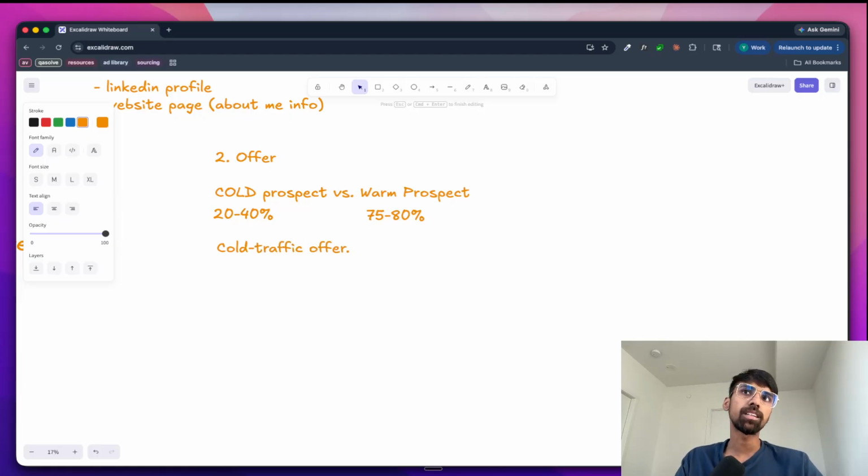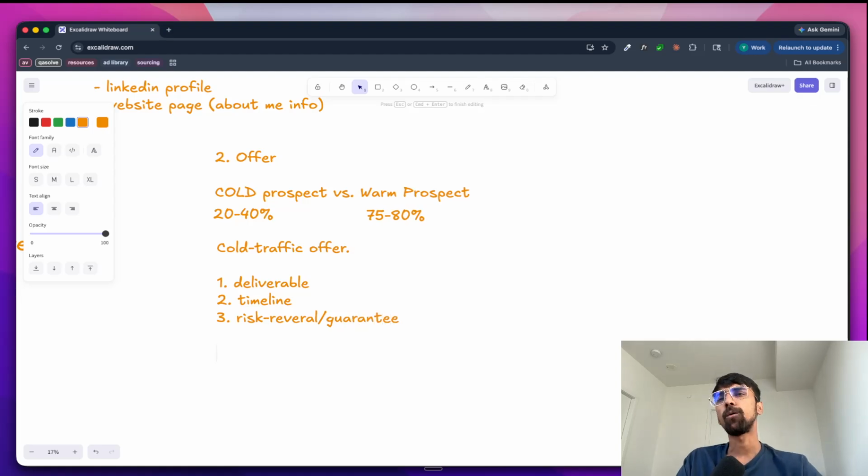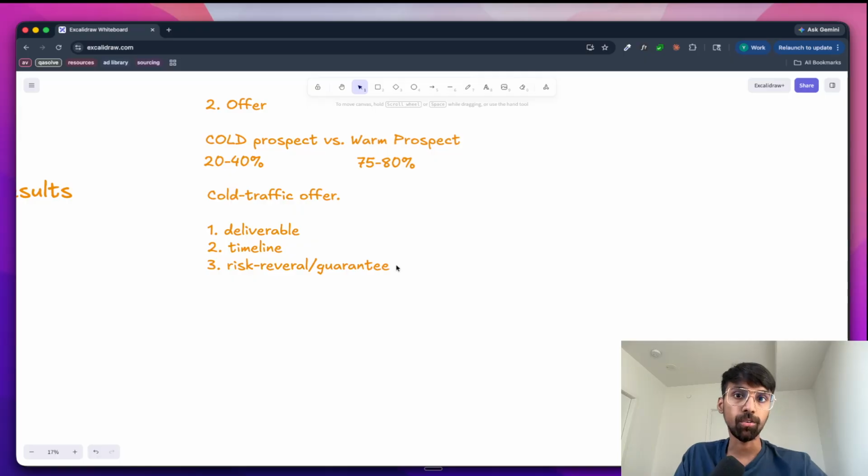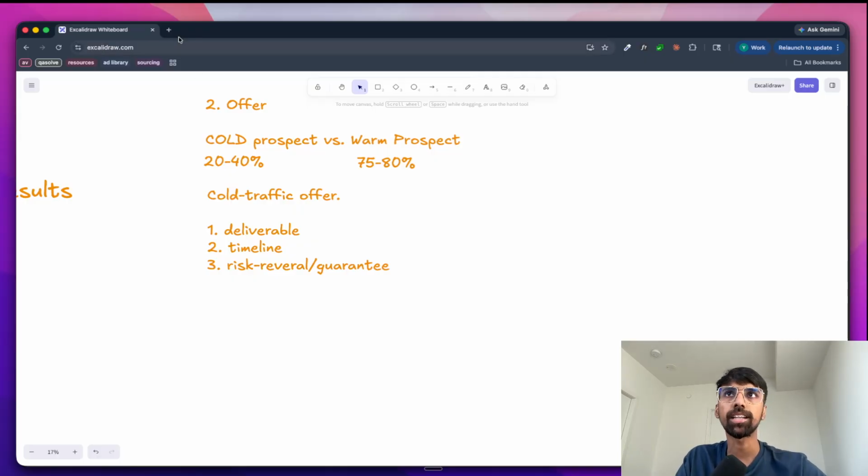And what I mean by this is that this is composed of three components. The first thing is deliverable. The second thing is timeline. The third thing is risk reversal or guarantee. So depending on the kind of industry that you're reaching out to, for example, in my case, I work with marketing and PR agencies.